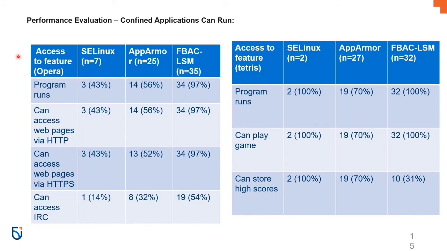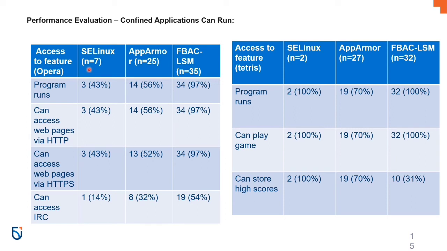Running of confined applications. This table shows the extent to which the confined programs can actually operate is affected by the security systems. Using FBAC, 97% of the policies created for Opera allowed the programs to run, compared to 56% and 43% for AppArmor and SELinux respectively.